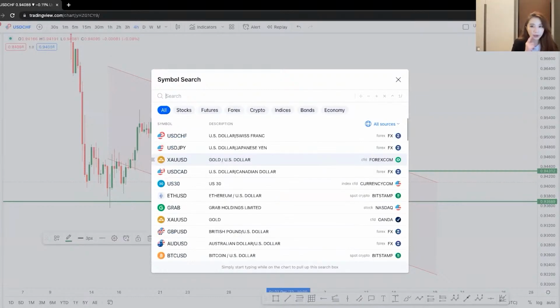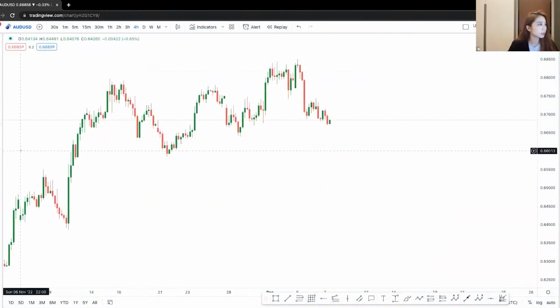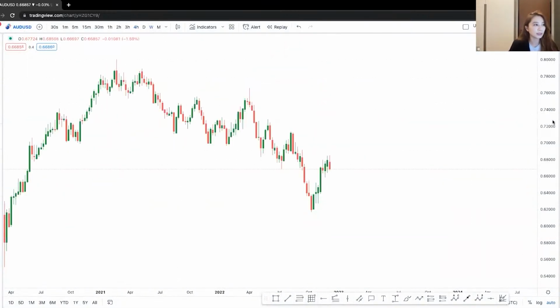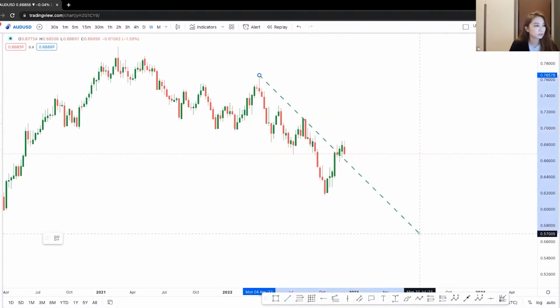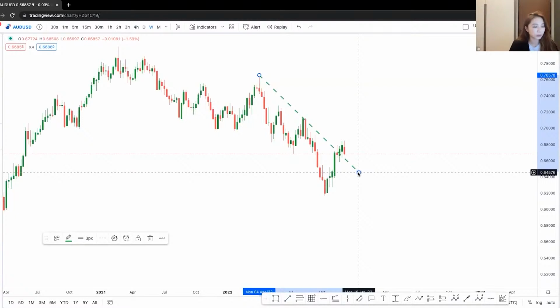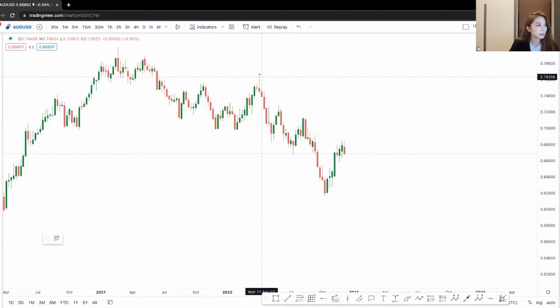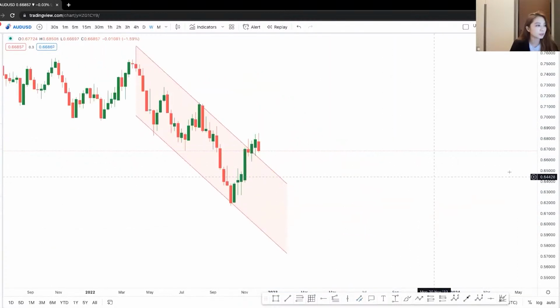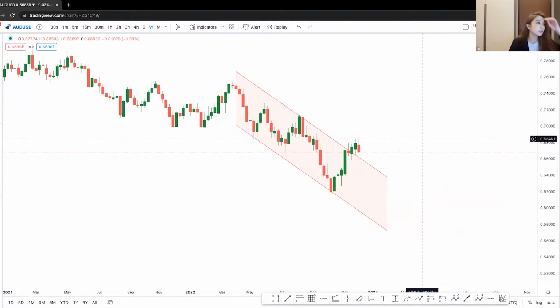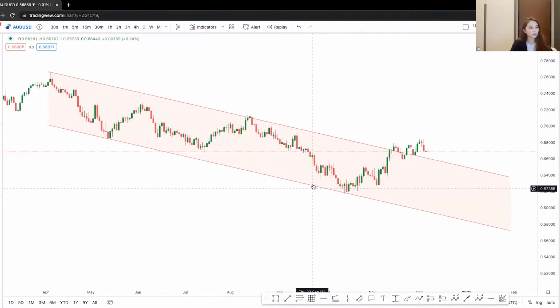Let's look at another pair. Maybe Aussie dollar. Okay, let's start from the weekly chart. Initially it was a downward moving, maybe a channel. Hold on. Yeah, it was a downward moving channel, but you can see the price has broken out of the channel. For Aussie dollar, let's look at the 1 day chart. Very obvious, very nice channel.